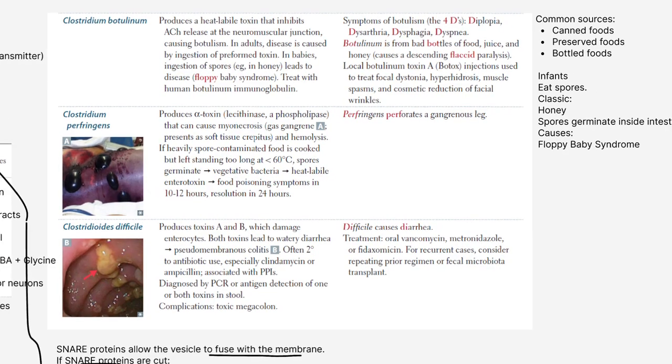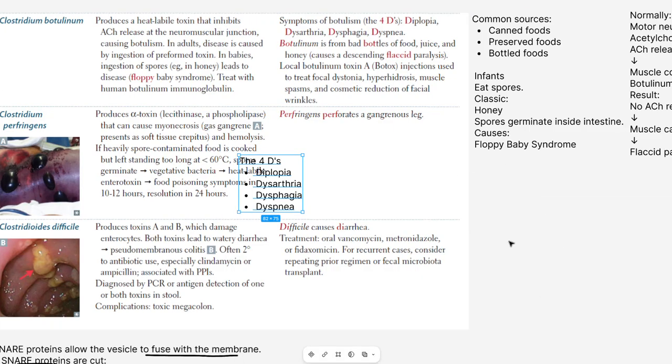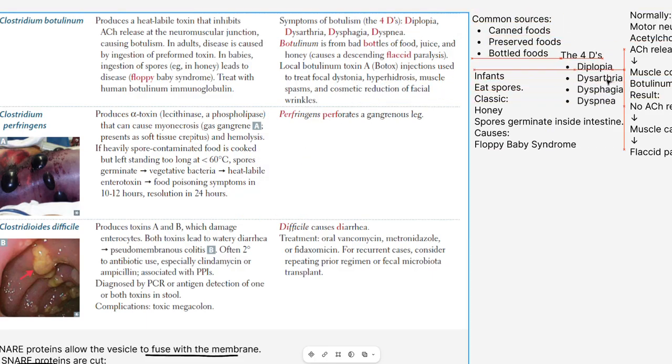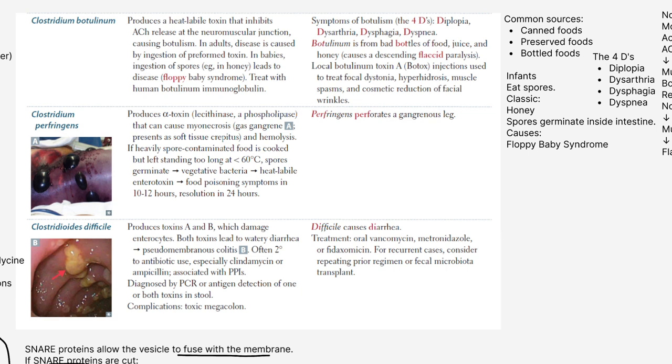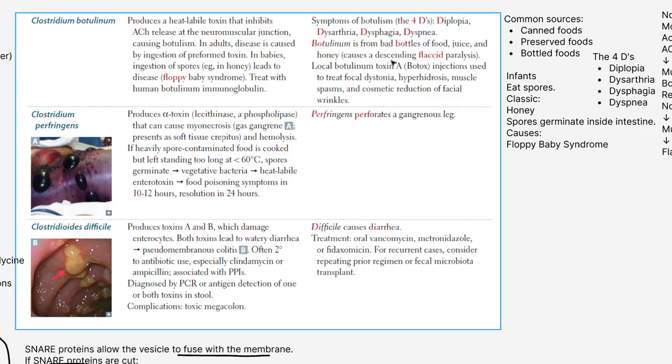And then there are four Ds of botulism. We call it diplopia, dysarthria, dysphagia, and dyspnea. These are the four Ds of Clostridium botulinum. Now, infant botulism is basically when there's a weak cry, poor feeding, constipation, and a floppy baby. The treatment is basically, adults are treated with an antitoxin, right? So, treat with human botulinum immunoglobulin for adults.